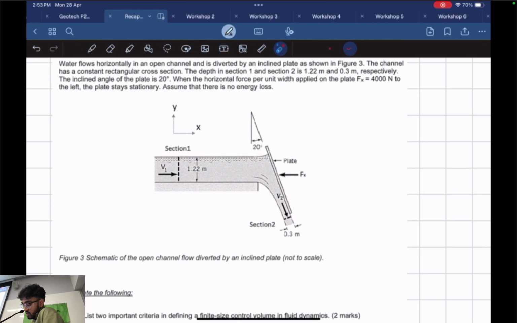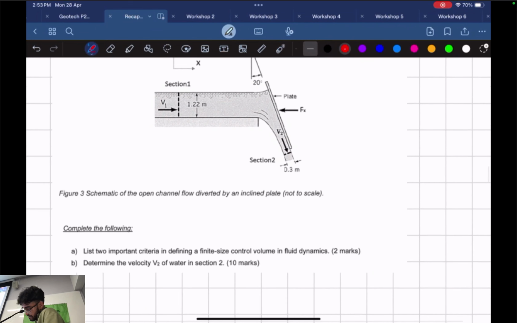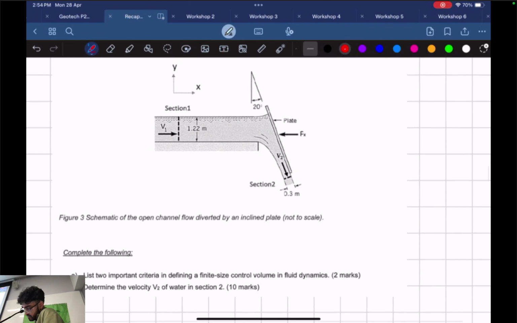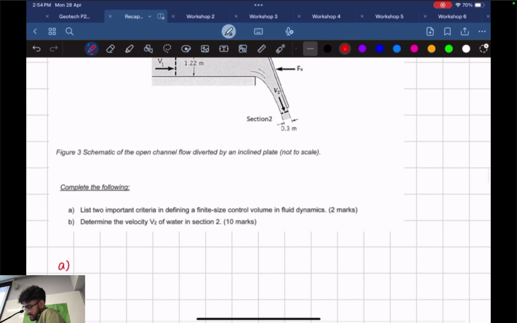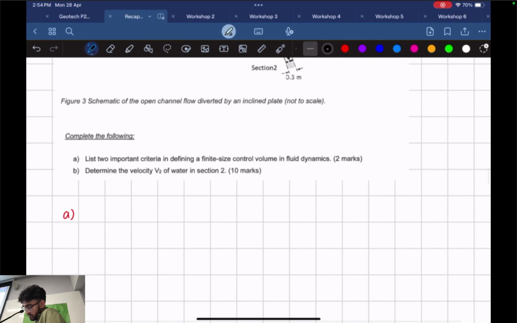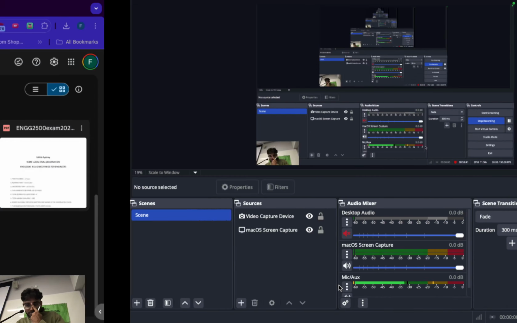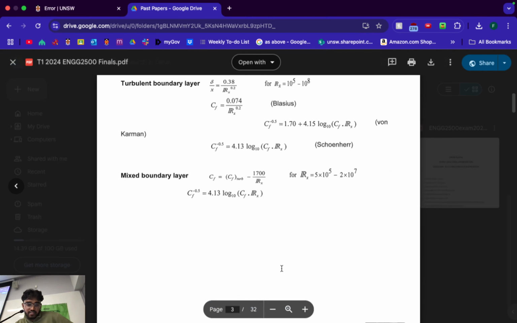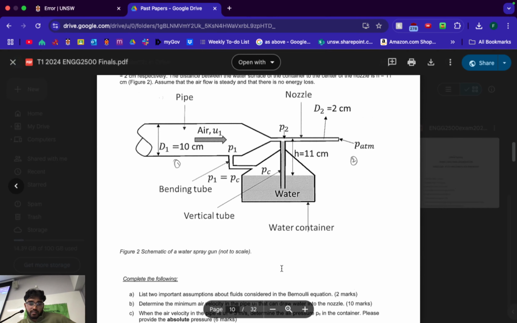Should I cover control volumes? No, actually. It's part A. What is control volumes? I don't know, I wrote it wrong. Let's take a look at part B. Actually, no, for your sake, I'll look at this guy's answer for part A. Okay.